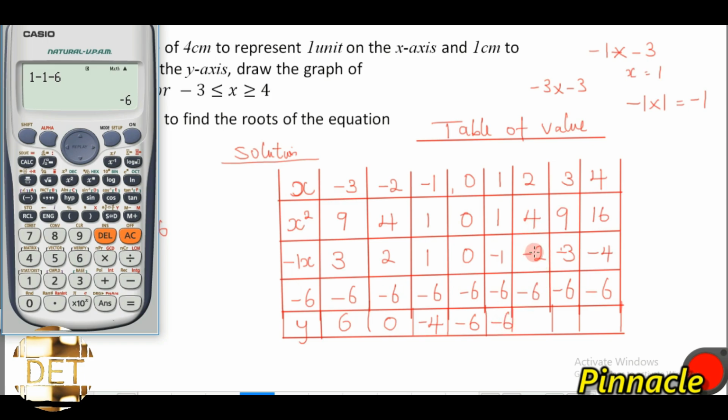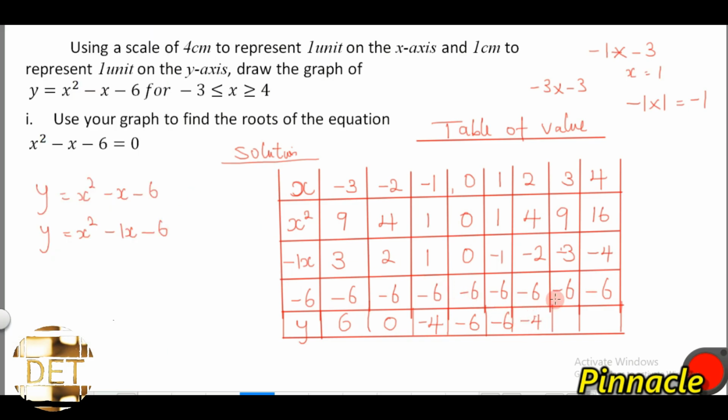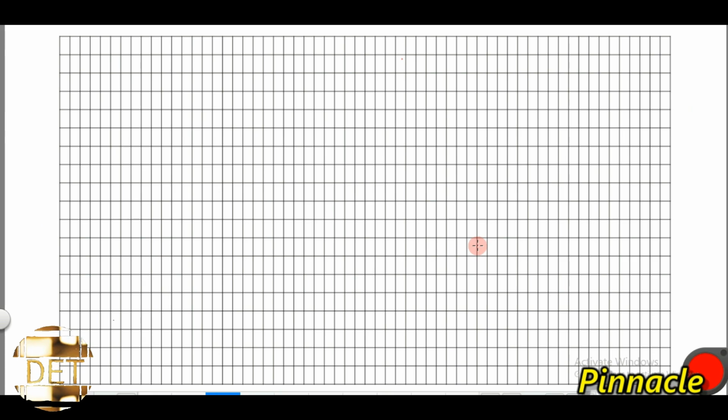4 minus 2 minus 6 is equal to minus 4. So here is minus 4. 9 minus 3 minus 6 is 0. 16 minus 4 minus 6 is 6. So this is our value of y. So we've gotten our table of values for this equation, for x ranging from minus 3 to 4. Having done this, the next thing is to use these values to plot our graph.